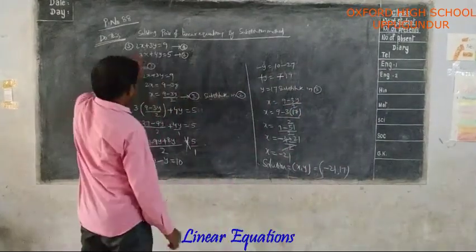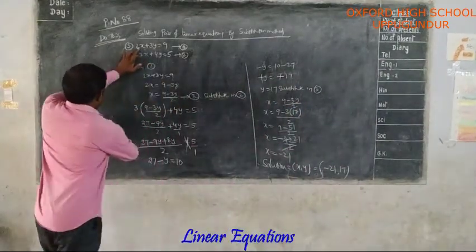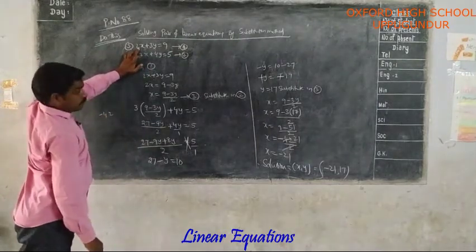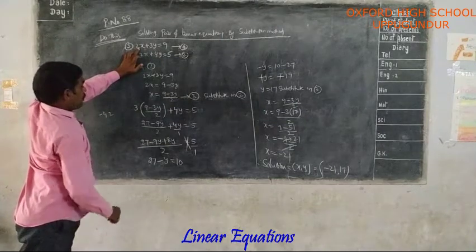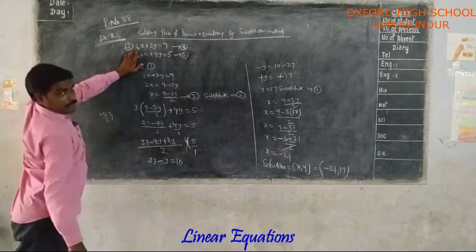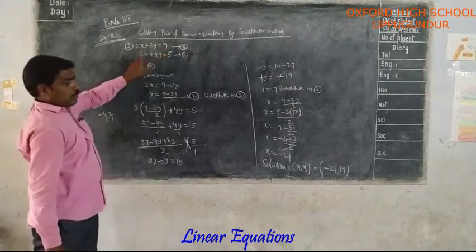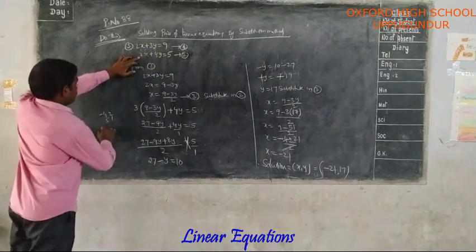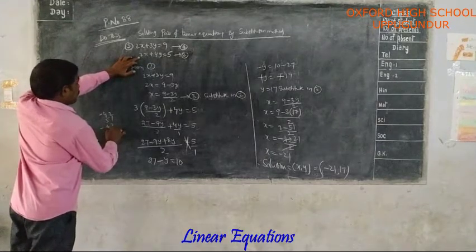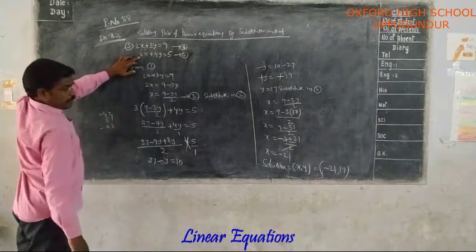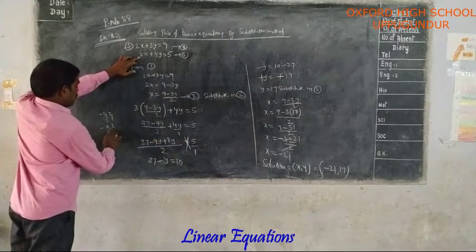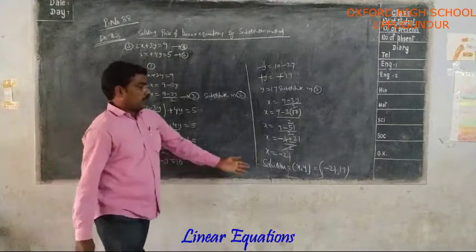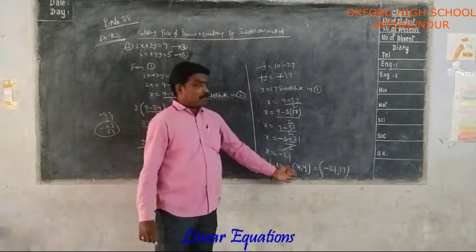Now substituting here, 2 into minus 21, minus 42, plus 3 into 17, 51. 51 minus 42, 9. Next, 3 into minus 21, minus 63, plus 4 into 17, 68. So 68 minus 63, 5. So in this way you can verify and cross check whether this solution is correct or not.